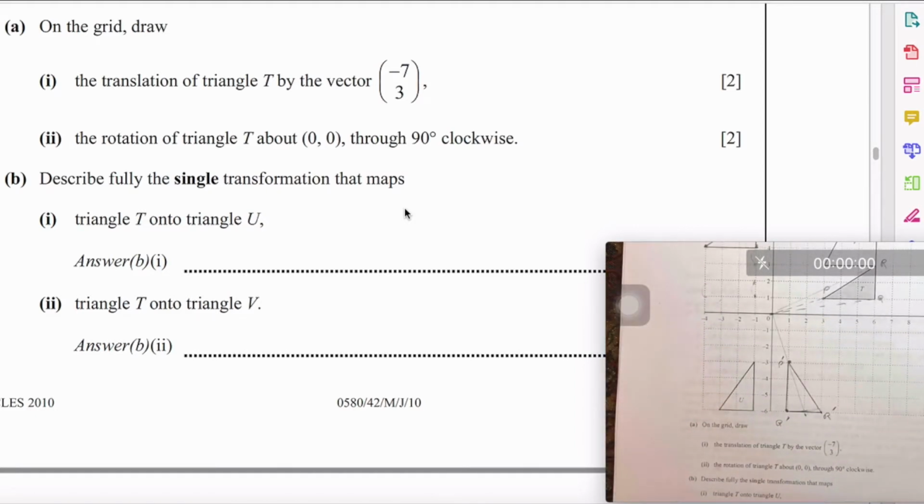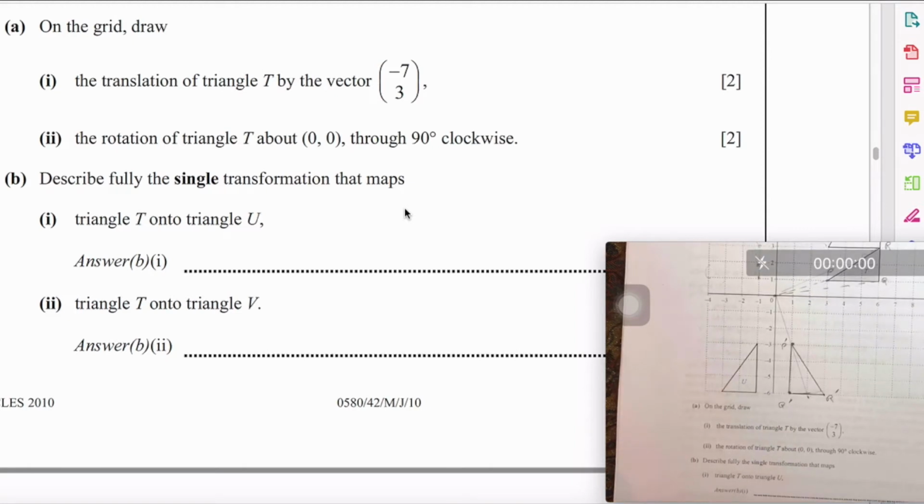Then in part B, describe fully the single transformation. You be careful in O level. In none of the past paper questions will you see combined geometrical transformations. However, there are combined geometrical transformations. It is beyond your syllabus, so you don't need to study them.